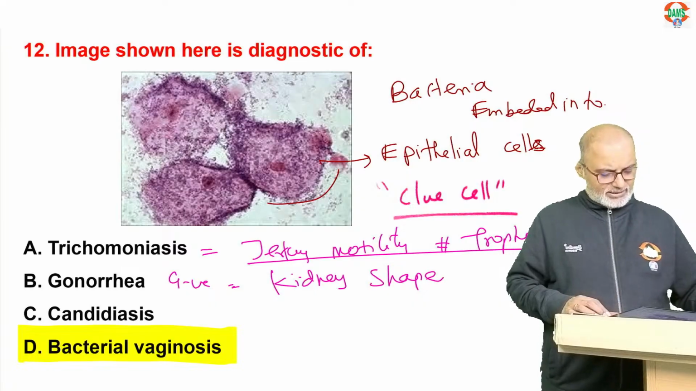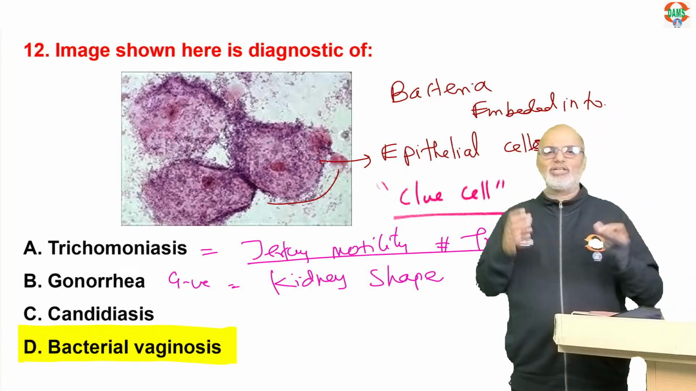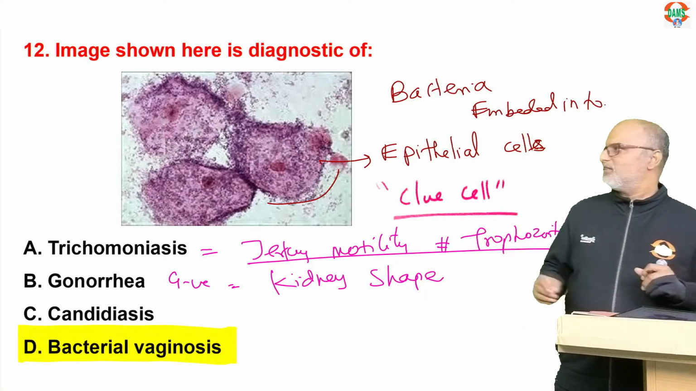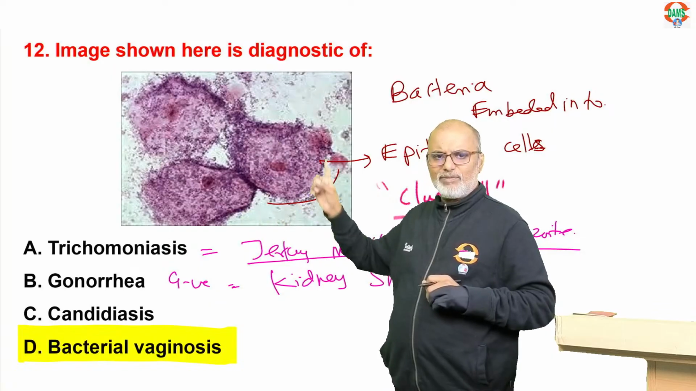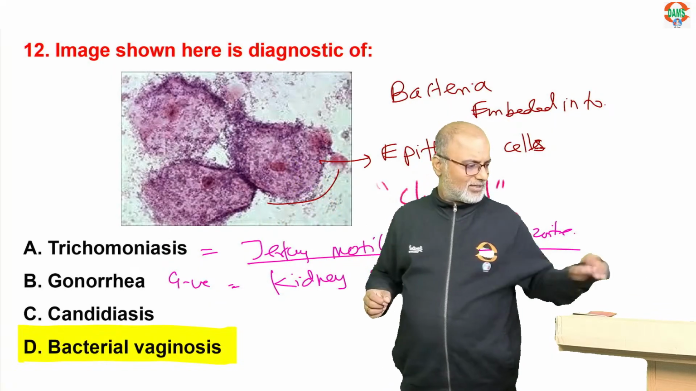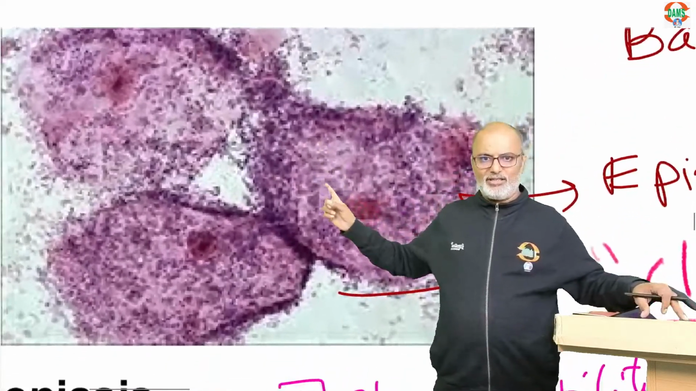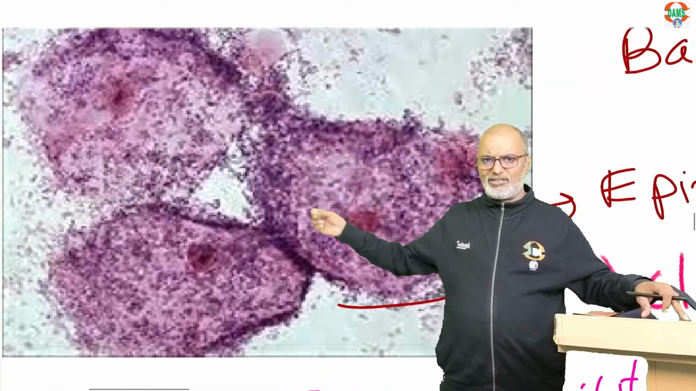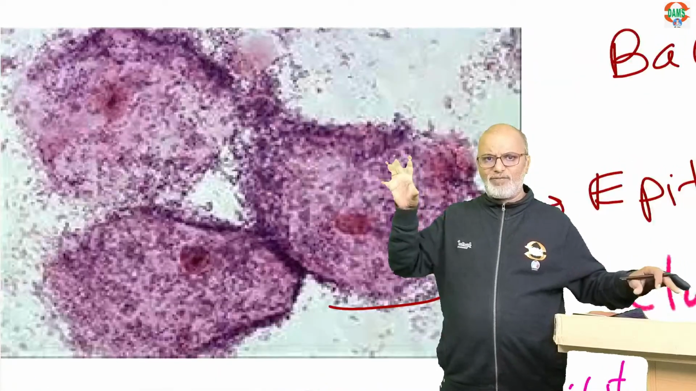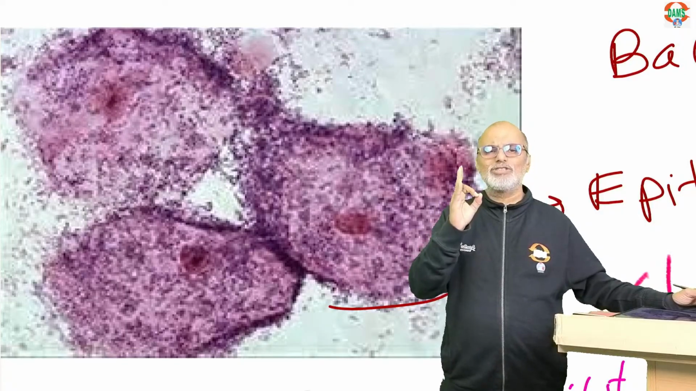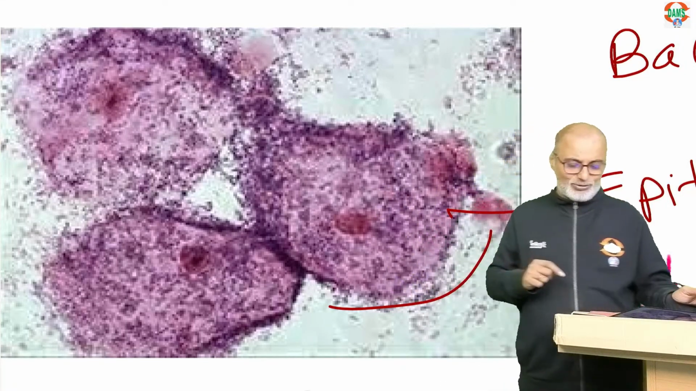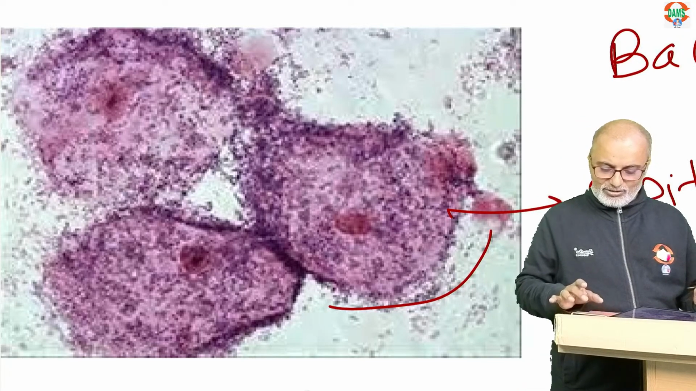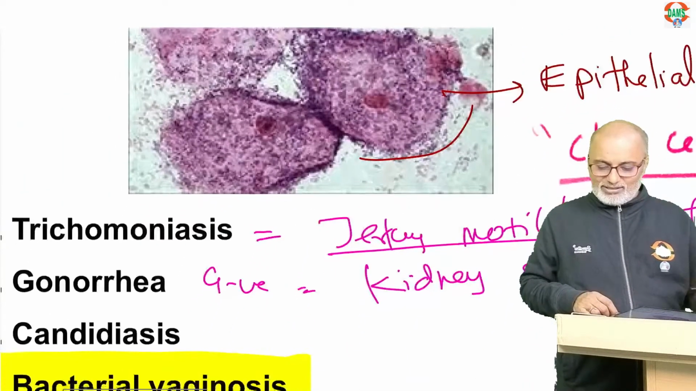Okay. Next is candidiasis. Already told. It produces what? Pseudohyphae. See, this is the typical form of epithelial cell, I'll enlarge. See here. These are all bacteria embedded on the surface of the epithelial cell. It's a typical clue cell, the classical clue for bacterial vaginosis. Bacterial vaginosis. Got it? Right.